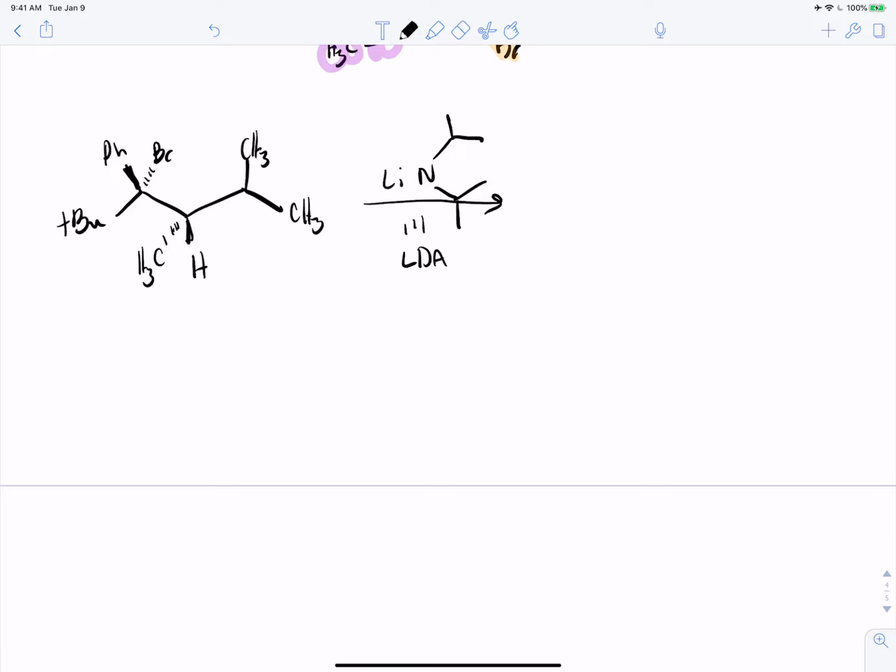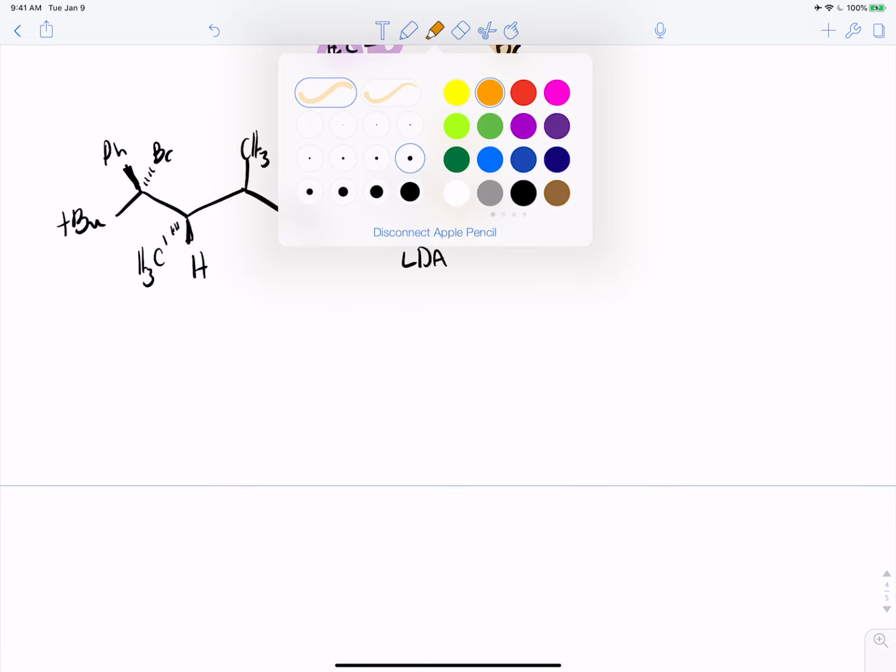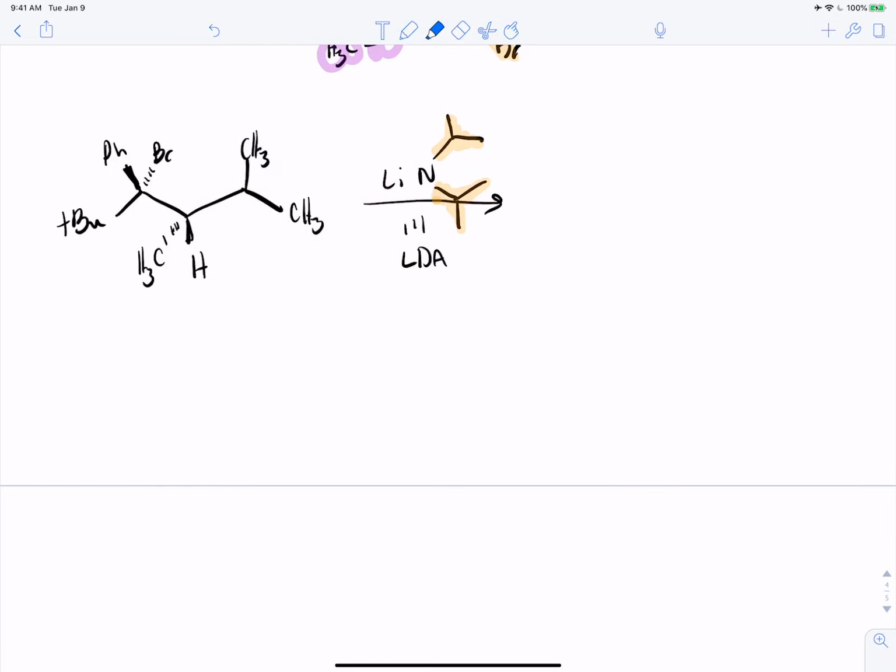So LDA is a strong base, and it's sort of like the tert-butoxide equivalent for amines, for when you're looking at these types of bases. It's got these big bulky groups on the side, so it generally disfavors any kind of SN2 reaction. But let's come over here and do like we've been doing. We'll find out what our substrate is, and we'll go from there.